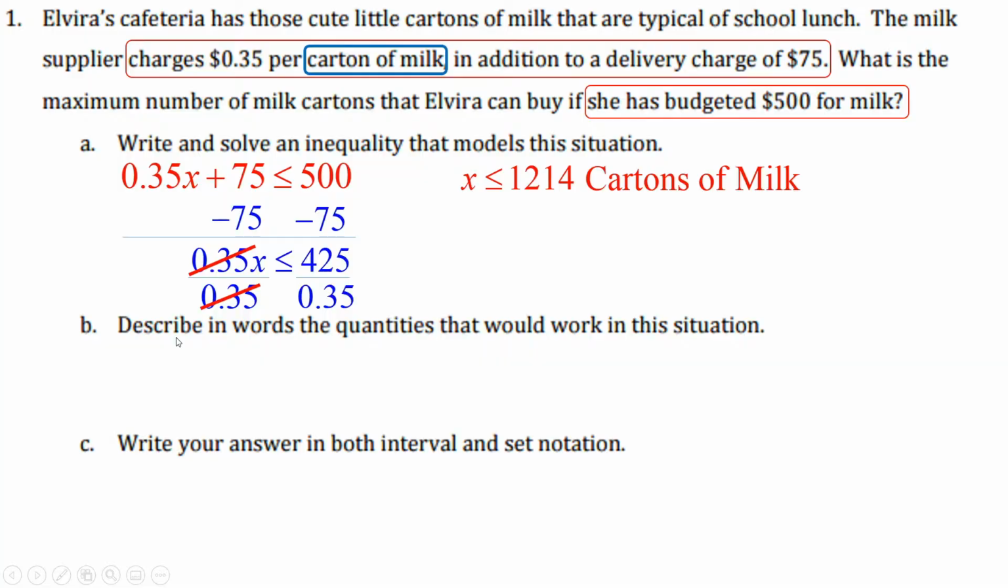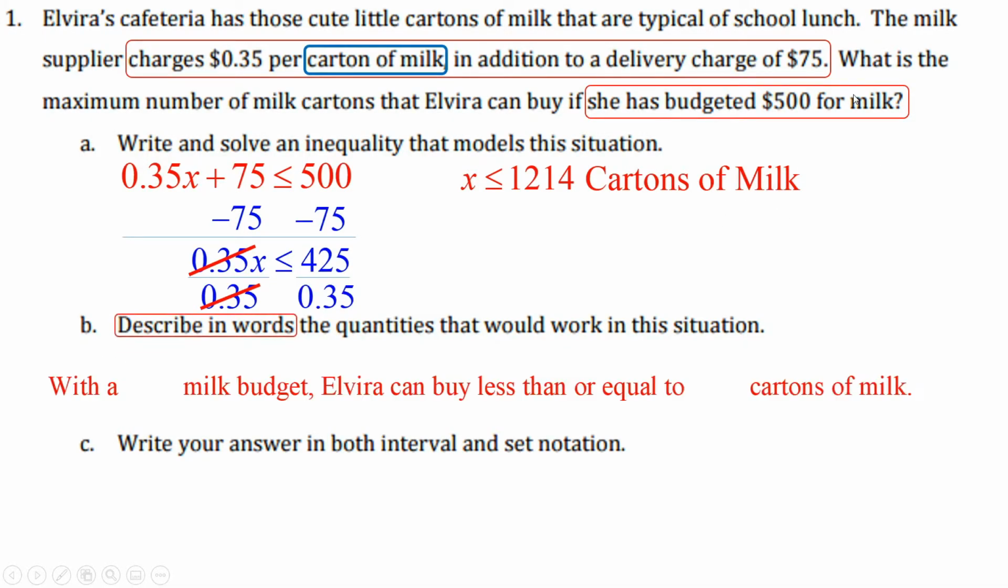Nice. Part B. Describe in words the quantities that would work in this situation. So let's describe x has to be less than or equal to 1,214 cartons of milk in words. You could read it exactly the way I just read it, but let's add a little more. Elvira's milk budget was $500. Elvira can buy less than or equal to how many cartons of milk? 1,214. Beautiful. Now write your answer in both interval and set notation.